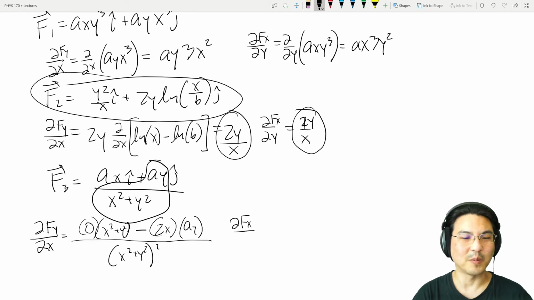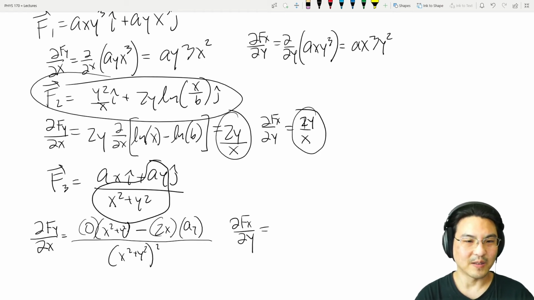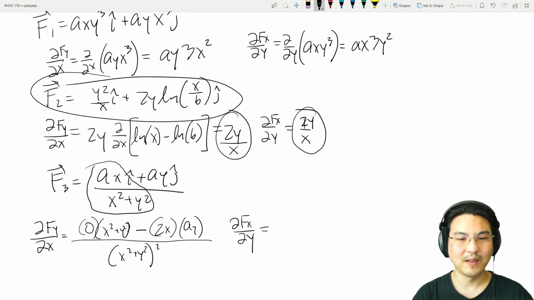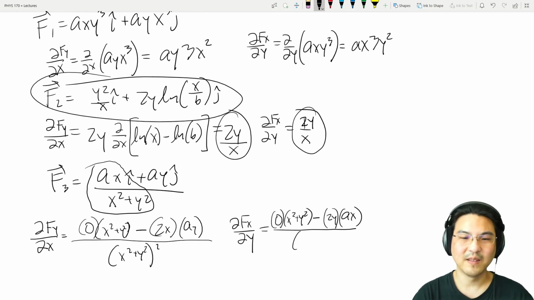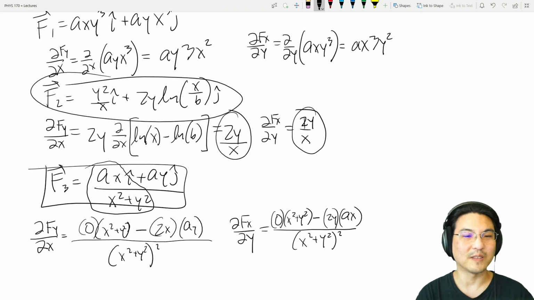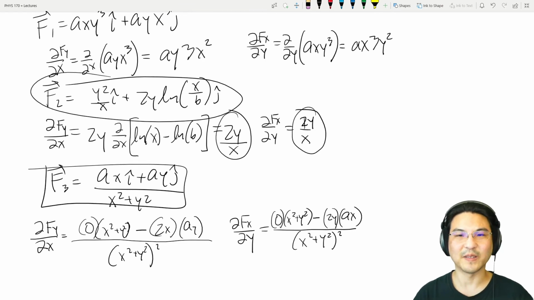Now let's take the partial with respect to y of the x component. The x component is just this one right here. Let's do the quotient rule again. The derivative of the numerator with respect to y is 0, times the denominator, minus the derivative of the denominator with respect to y, which is 2y, times the numerator, ax, divided by the denominator squared. So what do we have here? Minus 2xay and minus 2yax. They're the same, so this force is conservative. That's how you check.